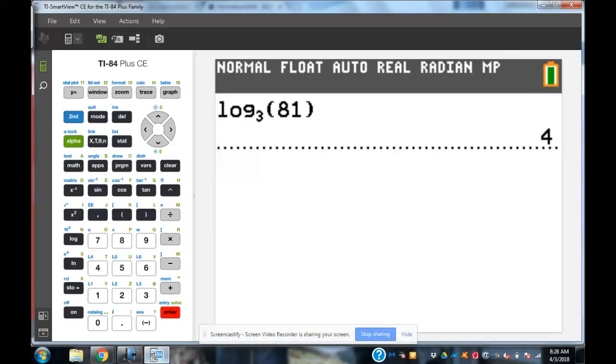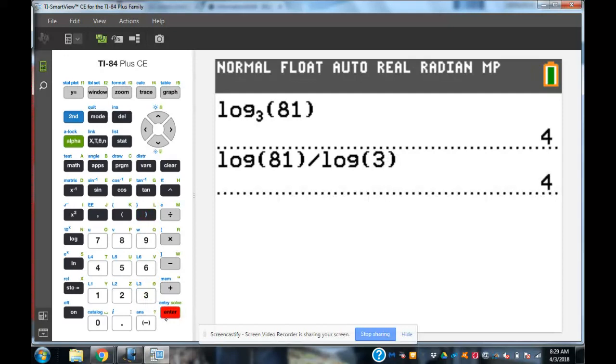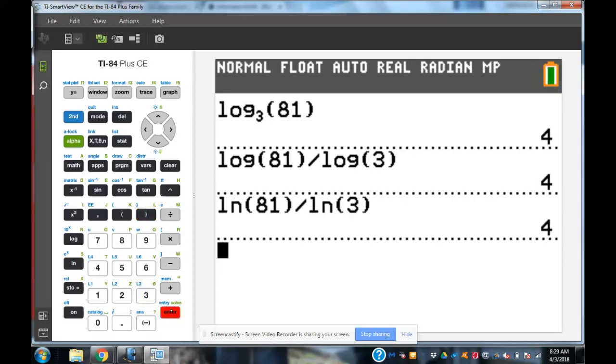So on a calculator, I've got a log and a natural log button. Those are the common logs, and they're common, so they put a button there for them instead of having to go through a menu to get to them. If I do log of 81, close the parentheses, divided by log of 3, I should get 4 back as the answer. And I do. Same thing happens if I use natural log of 81 divided by natural log of 3. You get that same result.